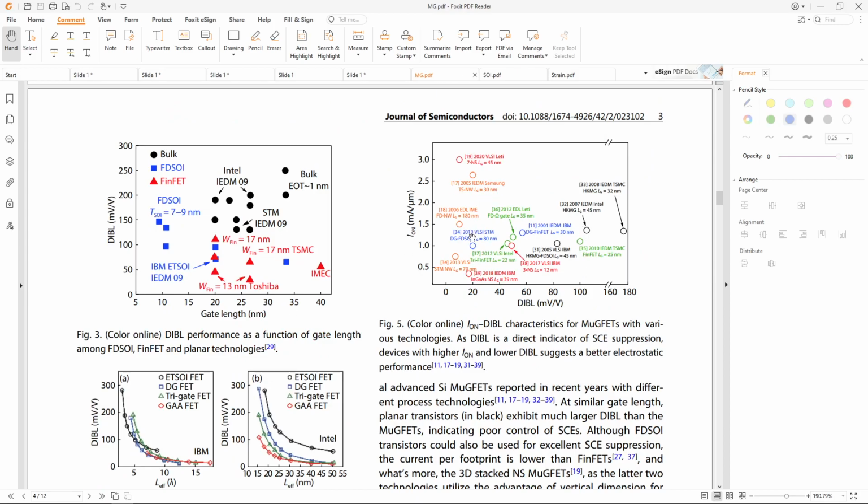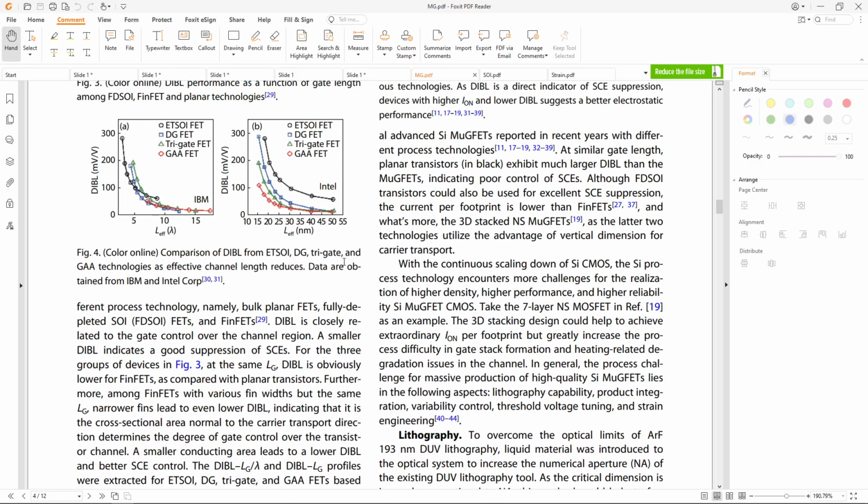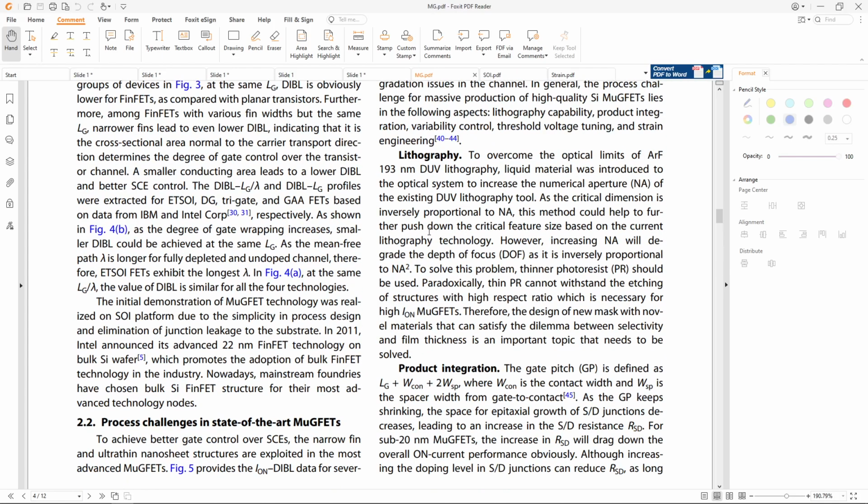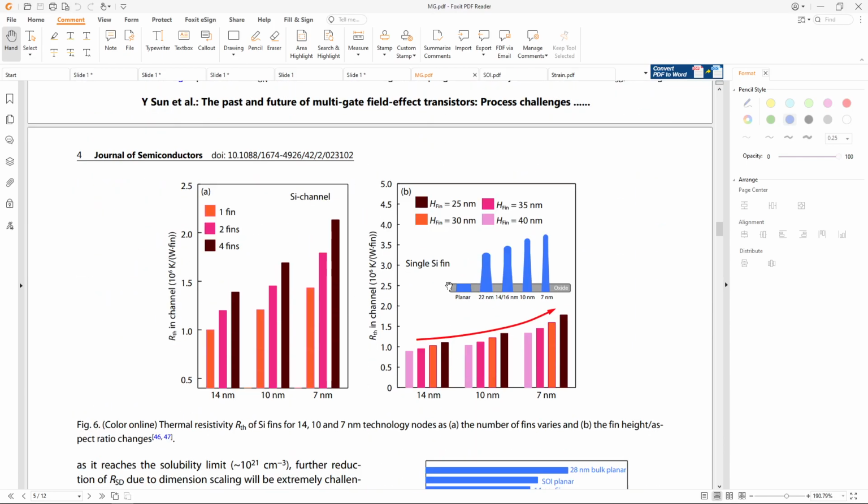associated parameters. So here you have a nice list of the DIBLs, variation with respect to gate lengths, for different devices, and it also gives details about the different people who have manufactured it. So these are the Intel IEDM devices. These are certain 13 nanometer Toshiba FinFETs. These are the IBM ETSOIs. So you'll see all of these things here, and there are comparisons between these things, and there are some comments on the fabrication methods also.